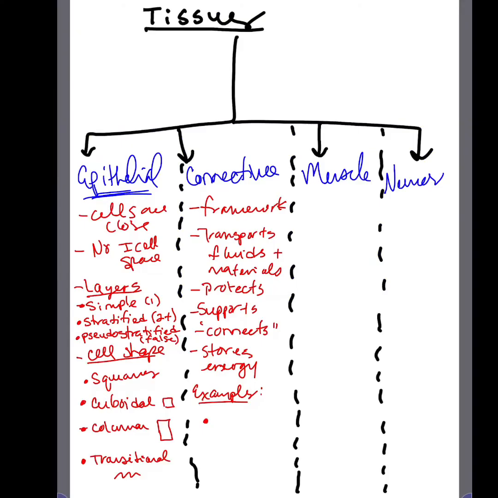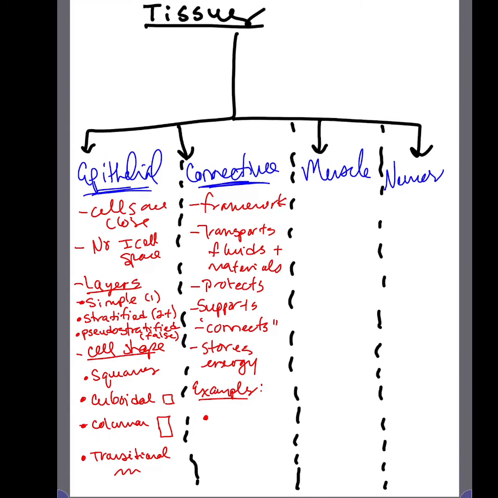The second tissue we're going to talk about is the connective tissue. For this one, remember, connective means it literally connects. So some of the functions of this connective tissue is to establish the structural framework of the body. It also transports fluids and materials. It also protects your organs and supports, surrounds, and connects other tissue together. And last but not least, it also stores energy and defends the body from microorganisms.